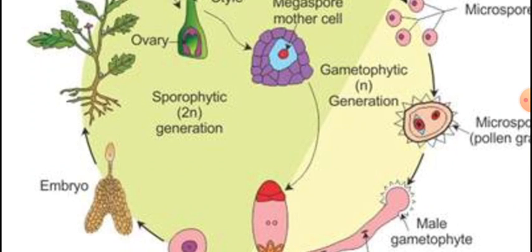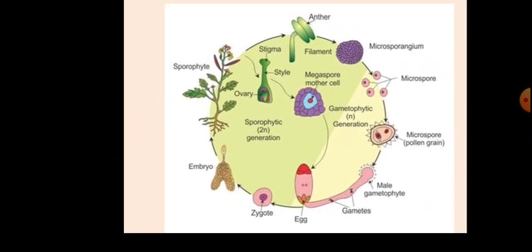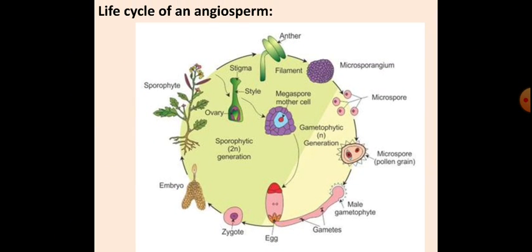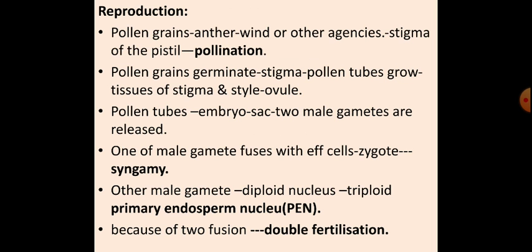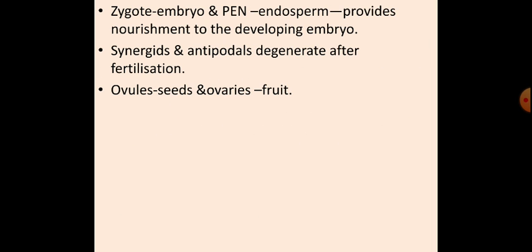That means it will be destroyed after fertilization. So then ovules develop into seed and ovary develops into fruit. This is the life cycle of angiosperm, mentioning the male sex organ, female sex organ, and their fertilization process.